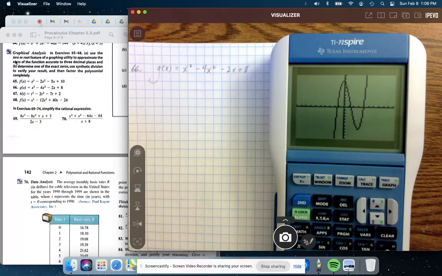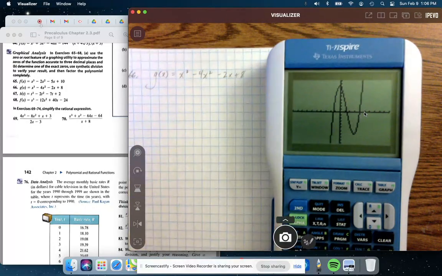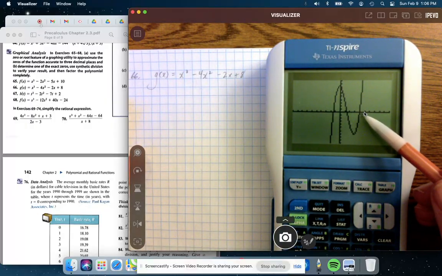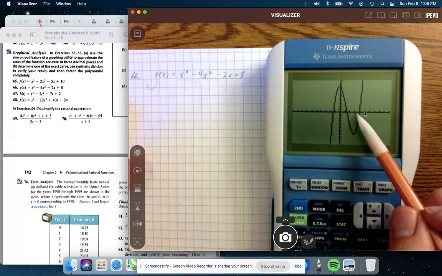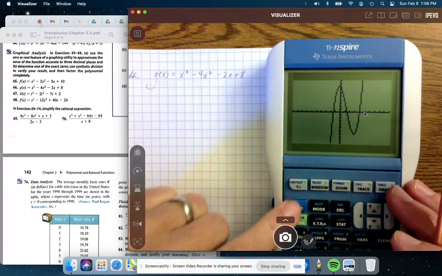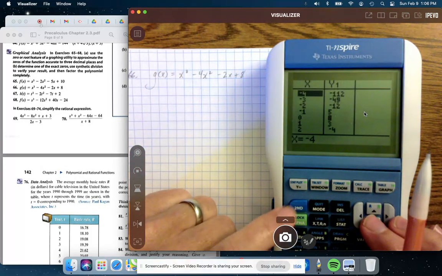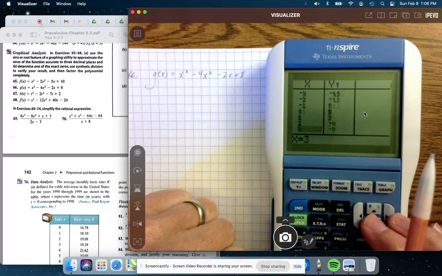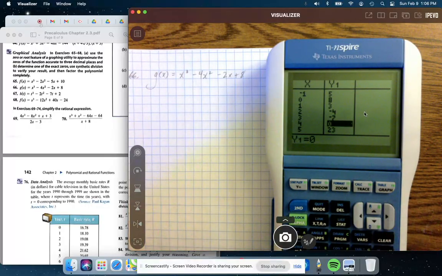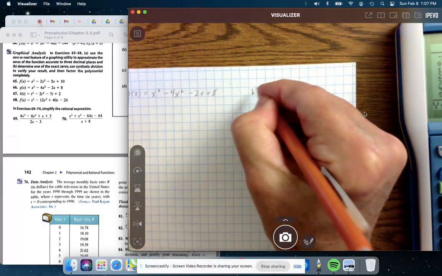So let me read it again. Use the zero or root feature of a graphing utility to approximate the zeros of the function accurate to 3 decimal places and determine one of the exact zeros. All right, so I'm going to see if I can find an exact zero first. It looks to me like right here, this is maybe exact, maybe 1, 2, 3, 4. So one way I could do that is just go to my table, which is second graph, and go to 4 and see if I get a 0 there. And I do. So 4 is an exact 0.